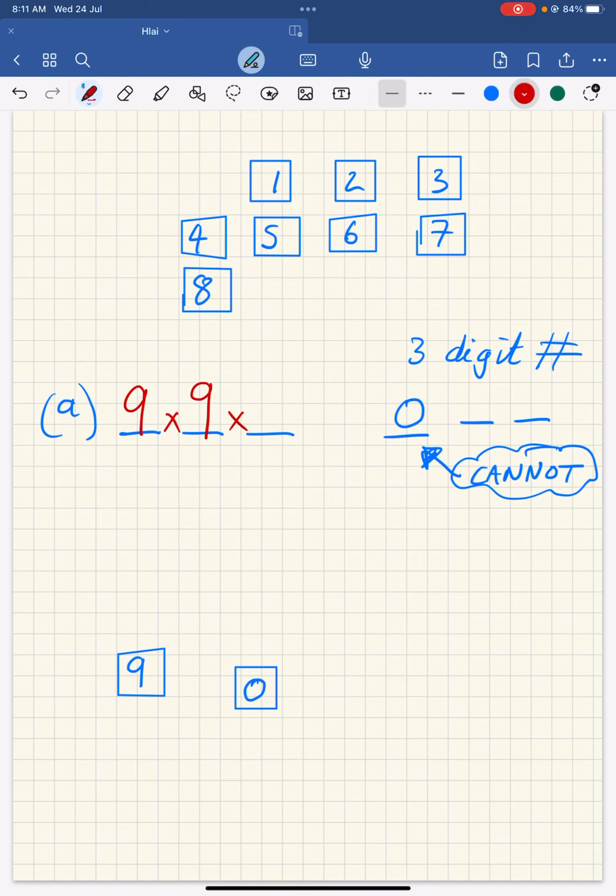So there's the answer to the first one. It's 9 times 9 times 8, and I believe that is 648. So 648.